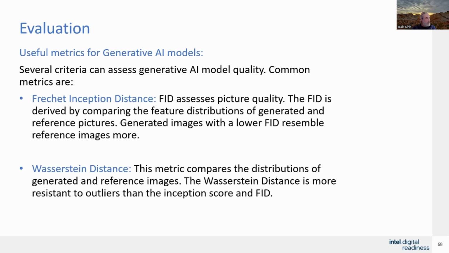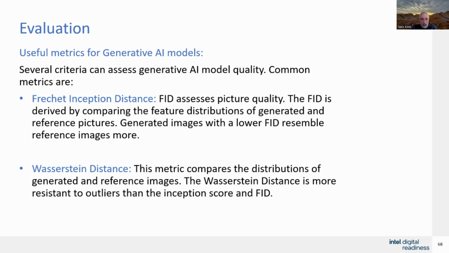So some tools that we use to assess AI model quality, and these are often labeled by the people that developed them, are Frechet and Wasserstein, I'm not sure how you say it. The first one assesses picture quality, comparing the feature distributions of generated and reference pictures. So if you ask it to create a cat, then you have a reference picture of a cat, does it look like one? And so it says generated images with the lower FID resemble reference images more.